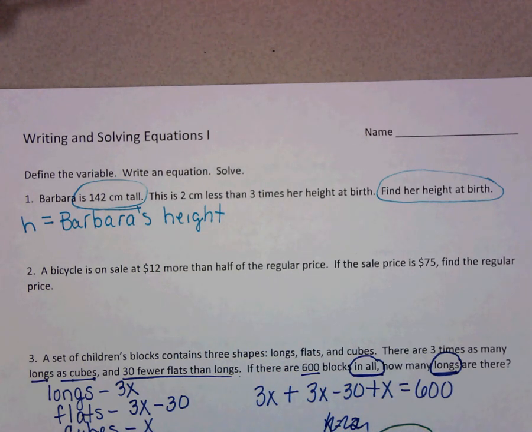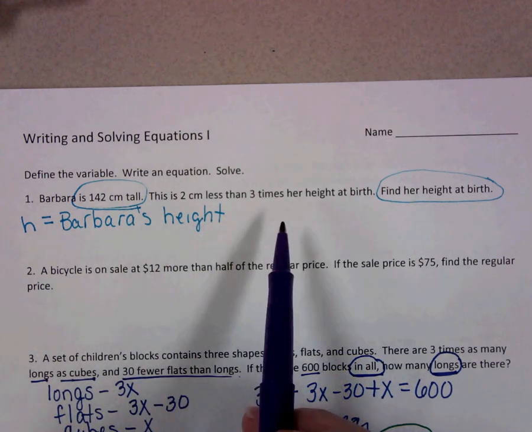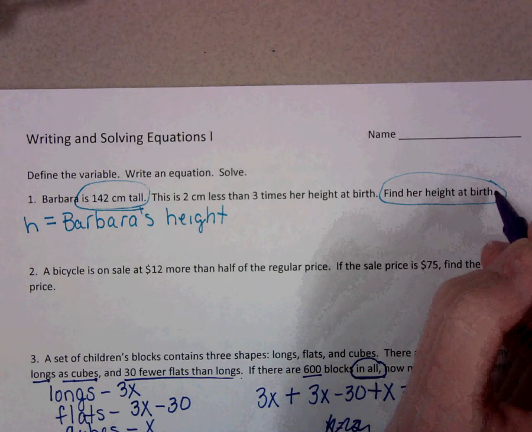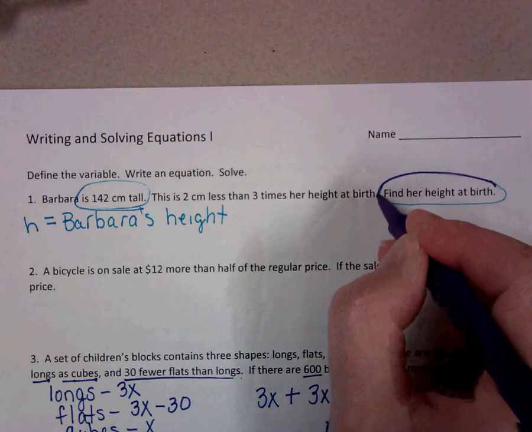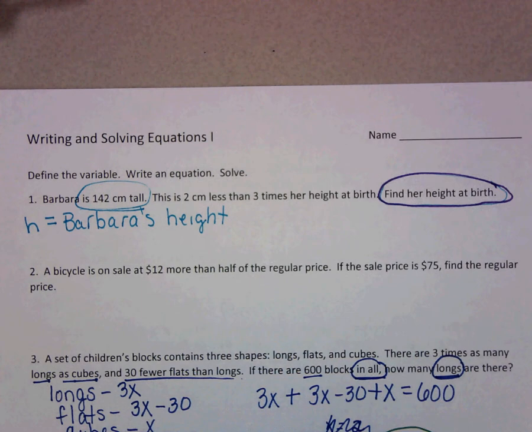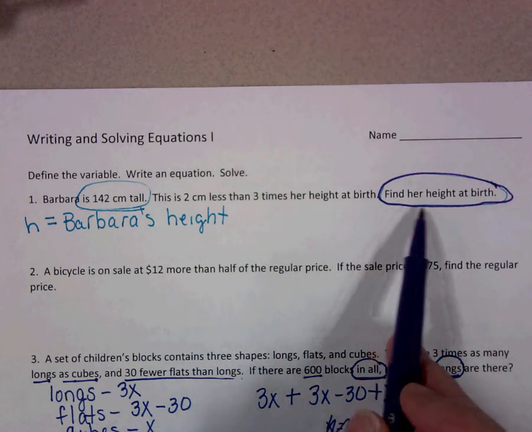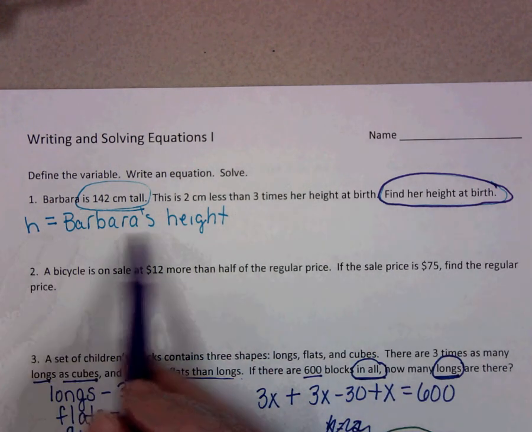Okay? So I had started this and my connection got messed up, so I just start over. What I want you to see in these problems, some of you said you had trouble identifying what your unknown was. A big clue for what your unknowns are is going to be in what it asks you to find, or in the question that it's asking. So in this particular problem, it says find her height at birth. We don't know Barbara's height.